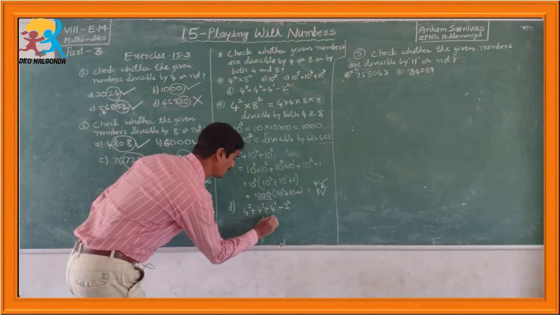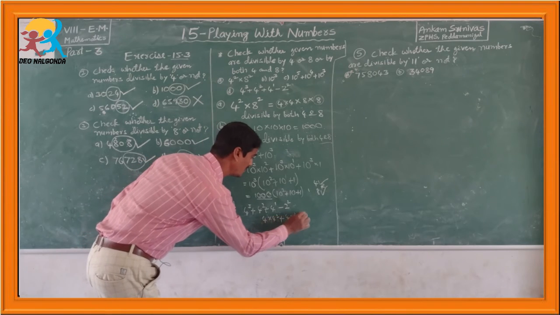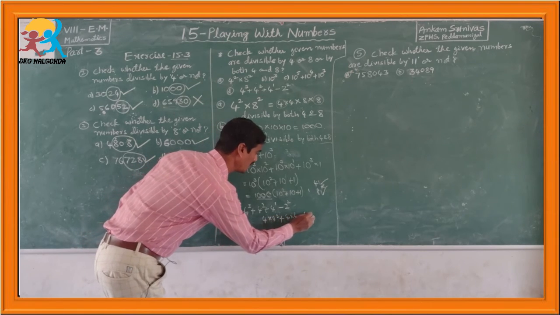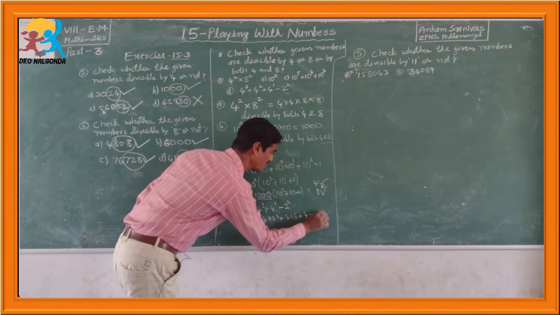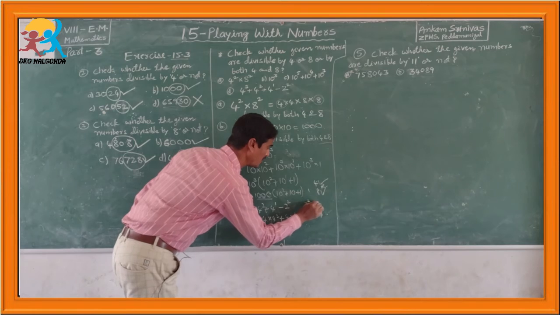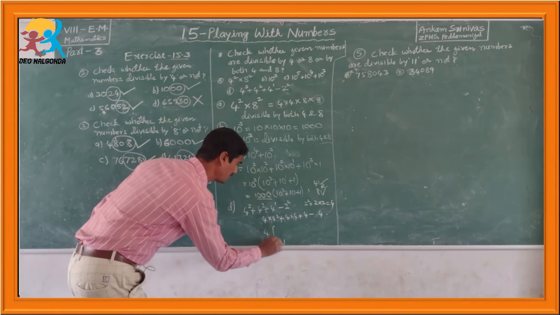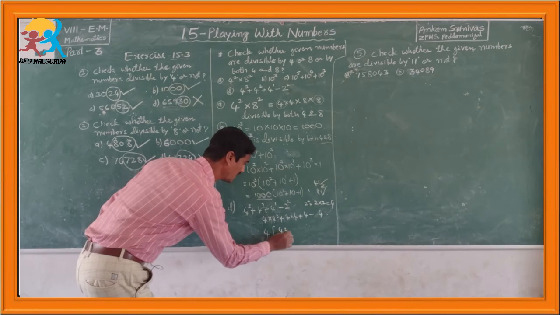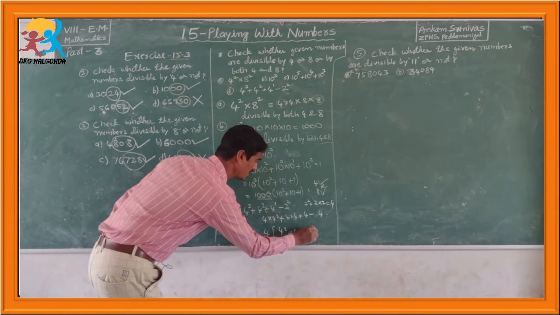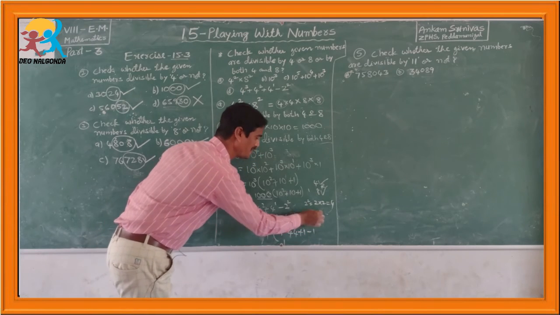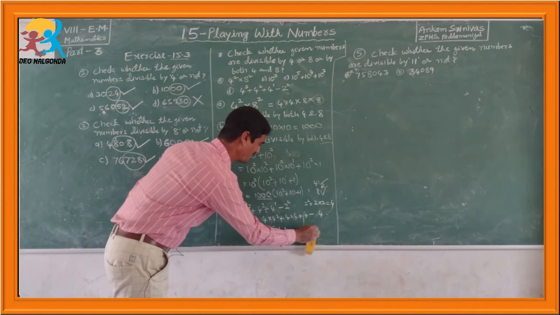4 into 4 square plus 4 into 4 plus 4 minus 2 into 2. That means 2 into 2 means 4. 2 square means 2 into 2 equal 4. If I take the 4 common, what should we get? 4 square plus 4 plus 1 minus 1. Plus 1 minus 1 will be 0.